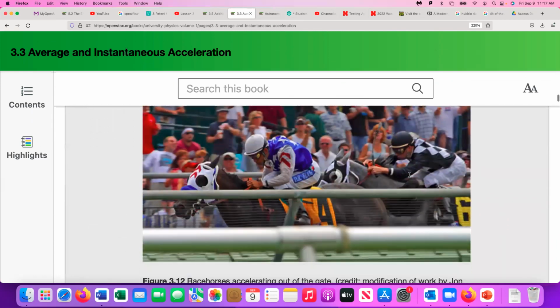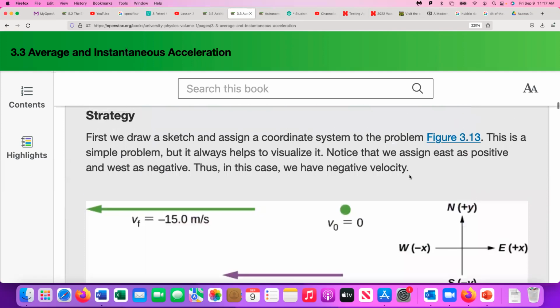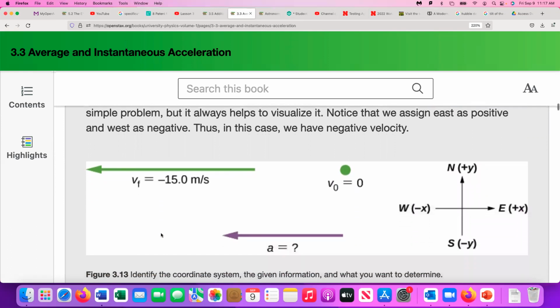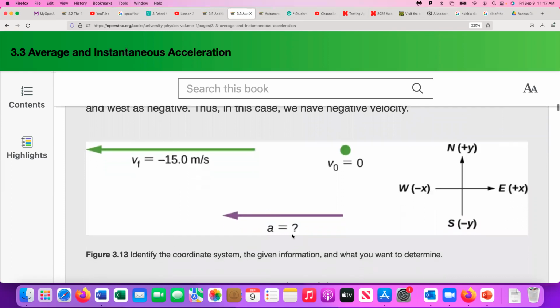Let's go ahead and do a calculation really quick with an example. We have a horse race going on here, and the initial velocity of our horse is 0. The final velocity of our horse is negative 15 meters per second, so moving to the left at 15 meters per second. And they want us to calculate the acceleration from this.